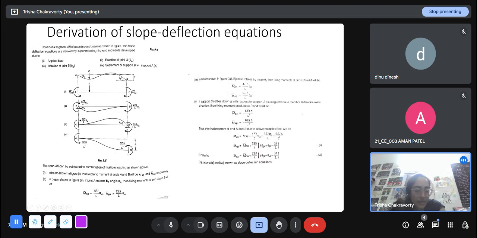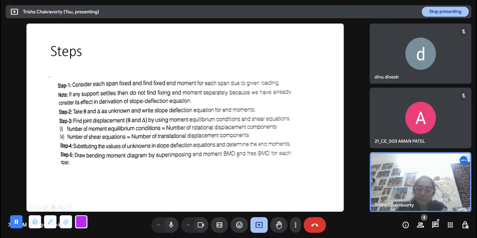So here, I have theta A and theta B and delta. These three were my unknowns for each member. I put them and I get MAB and MBA. And my final step is we will draw the bending moment diagram by superimposing end moment BMD and free BMD for each span. It will become clear when we look at an example.